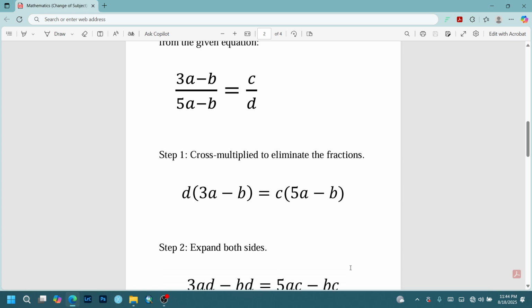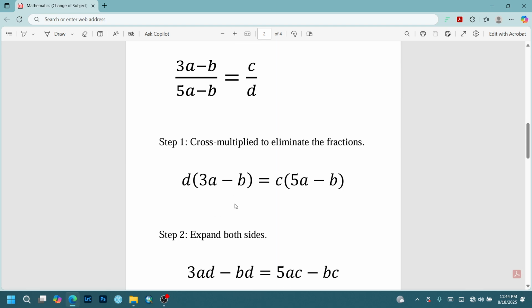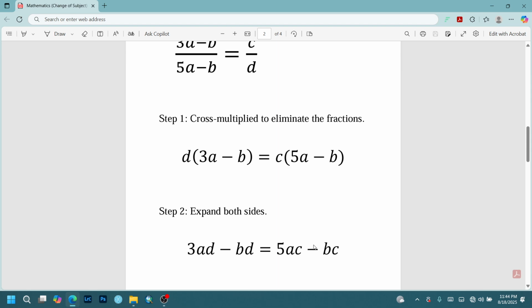So when we are done, we expand both sides. D multiplying 3A will give us 3AD. Then D multiplying negative B will give us negative BD, equals C multiplying 5A will give us 5AC. C multiplying negative B will give us negative BC.